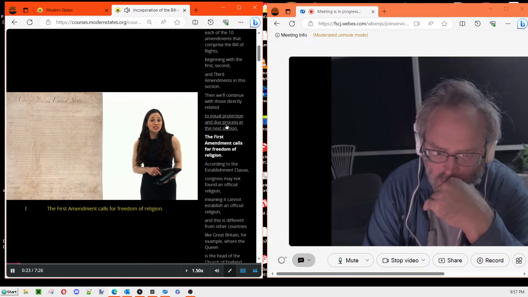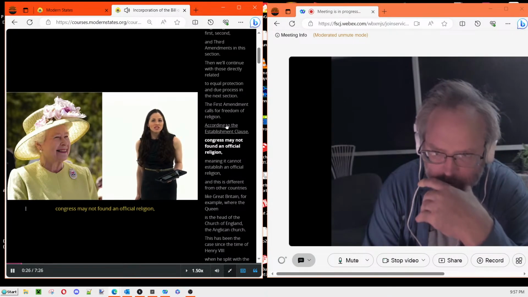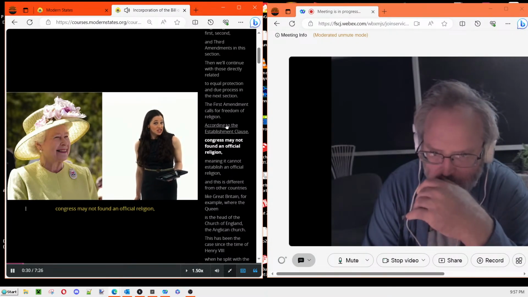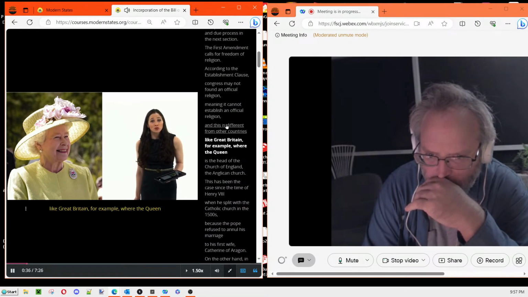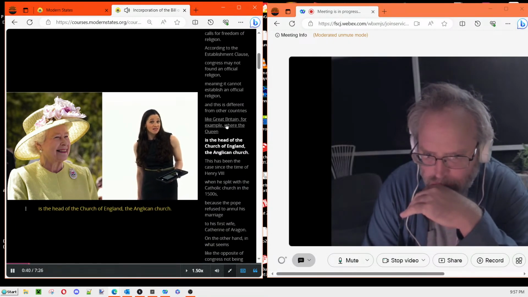The First Amendment calls for freedom of religion. According to the Establishment Clause, Congress may not establish an official religion. This is different from other countries like Great Britain, for example, where the Queen is the head of the Church of England, the Anglican Church.